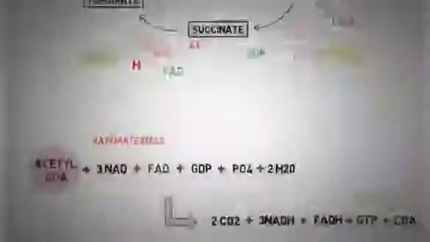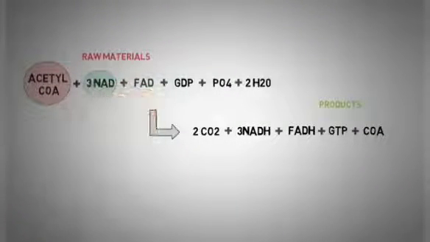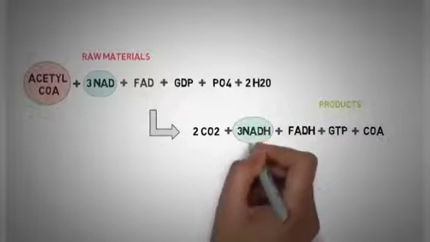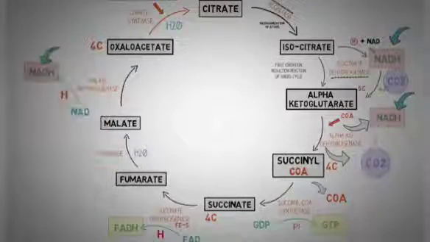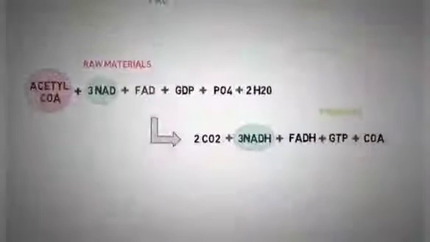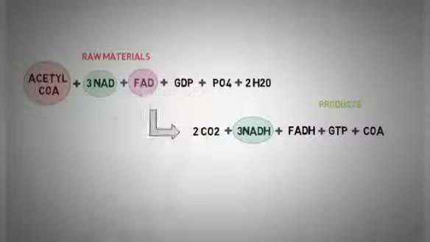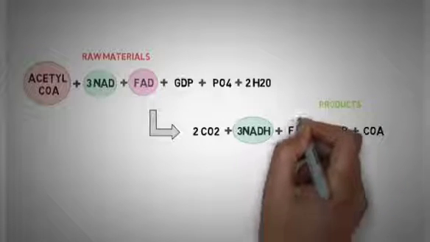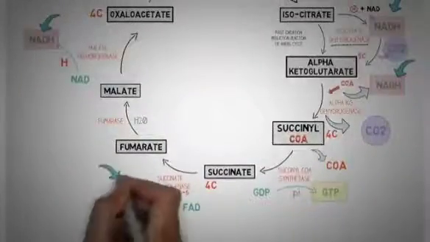3 molecules of NAD are used in the Krebs cycle that get reduced to 3 molecules of NADH. Here you can see where the 3 NADH molecules are produced in the Krebs cycle. 1 FAD molecule is used which gets reduced to 1 molecule of FADH. This FADH is produced in the conversion of succinate to fumarate here.